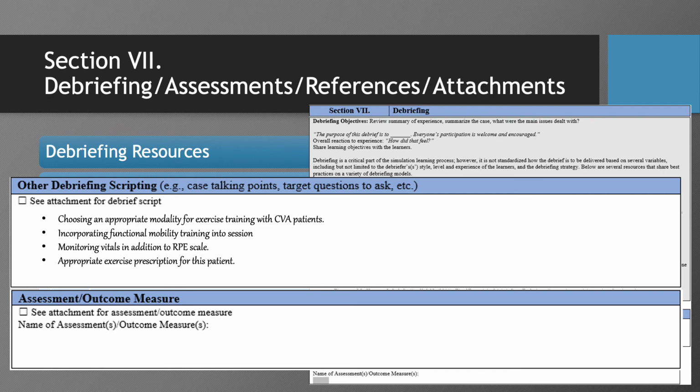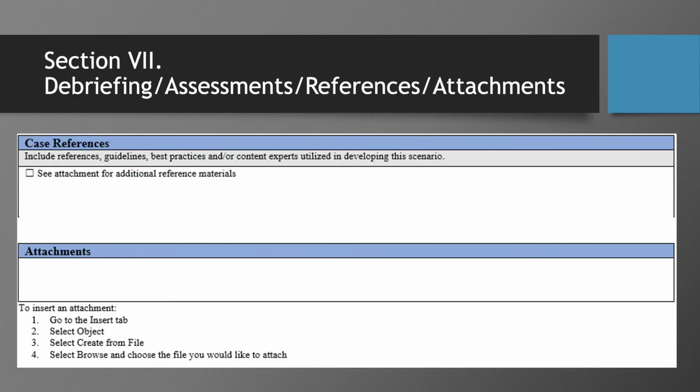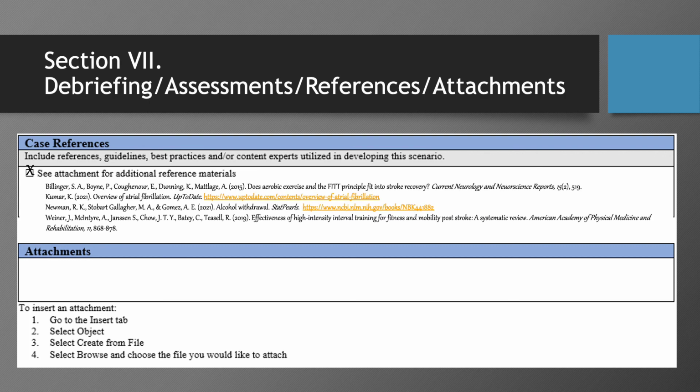In addition, you may document any assessment or outcome measures used to assess student performance, learning, attitudes, confidence, etc. This scenario is designed to be formative and therefore does not have a specific outcome assessment of student learning. Finally, please include any references used to develop this particular scenario and attach any relevant materials. Please note that the attachment section works well for images and links, but you cannot attach full files to the template at this time.